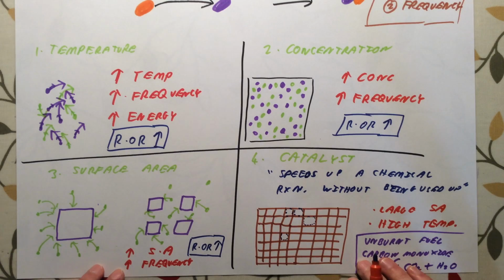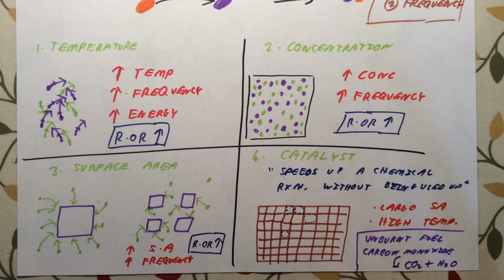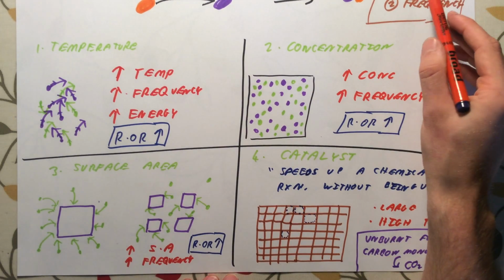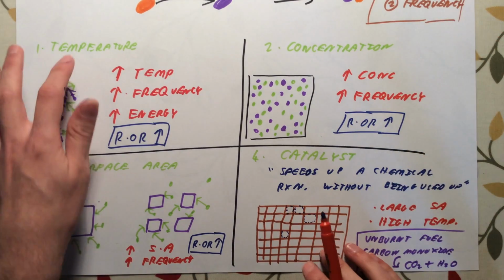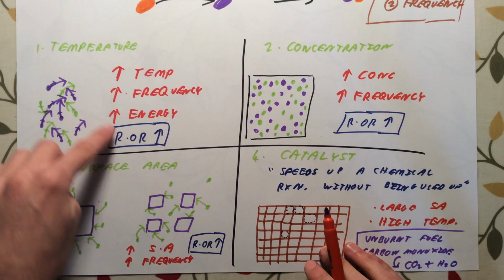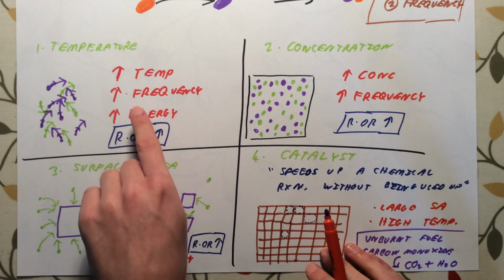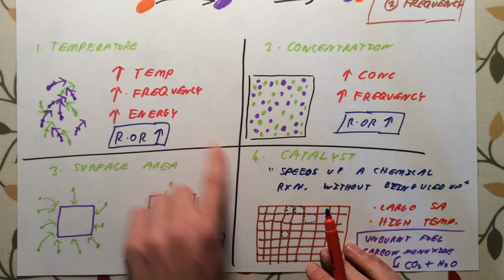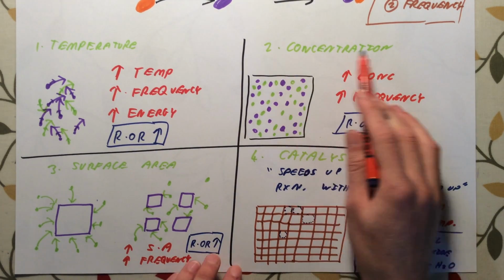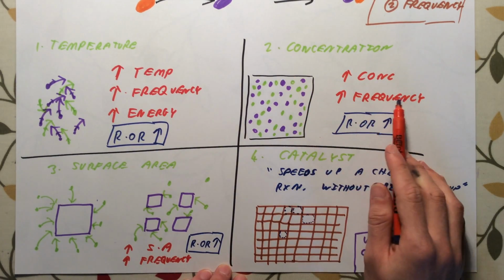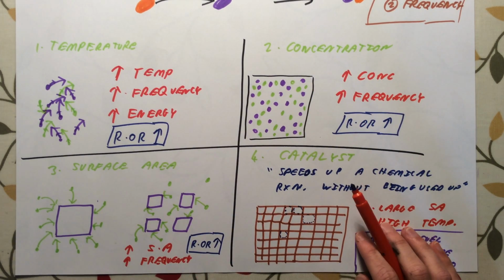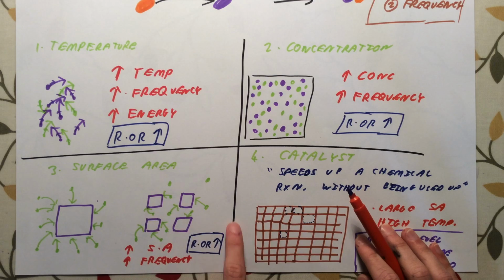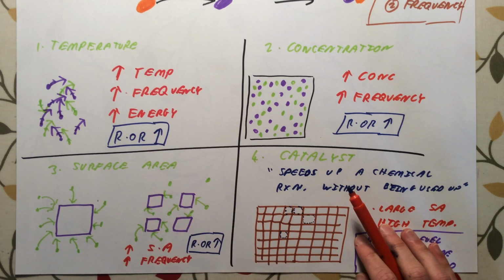So quick recap then, we've got 4 factors that can speed up either the energy of collisions between particles or the frequency of those collisions. The first one, temperature. Increasing temperature makes the particles move faster, which increases the frequency of collisions and the energy of them. If you have more particles in the same volume, you increase the frequency of collisions, so increasing concentration makes the rate of reaction faster. If you grind up a solid or make the solid into smaller pieces, you increase the surface area, which increases the frequency of collisions and the rate of reaction.